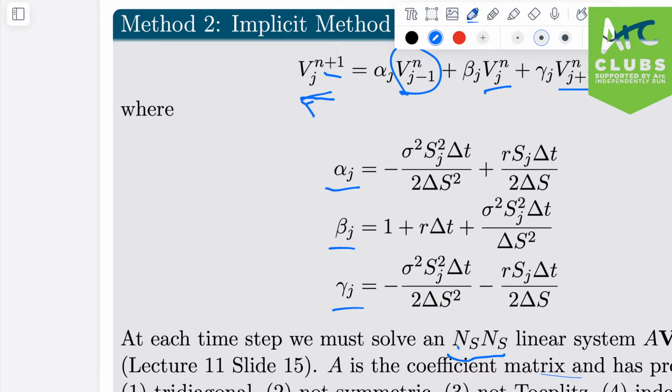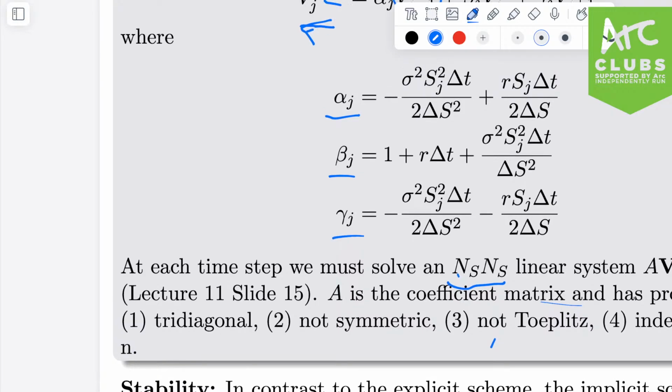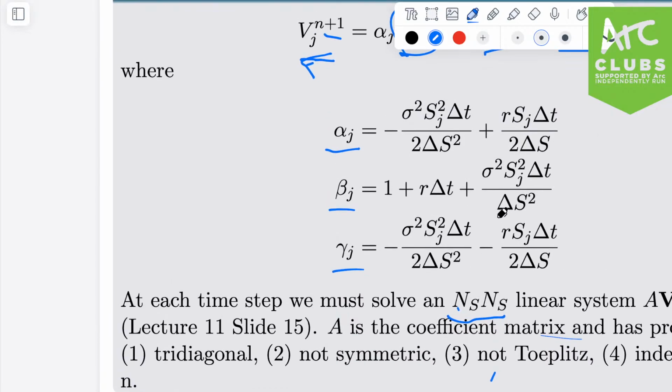I also recommend you have a look at the script. In the lab exercise, they directly give us a script for the implicit and explicit methods. I do see that past final exam papers ask us to write down the algorithm, so I highly recommend looking at the scripts for the two methods, so you know how to write the algorithm. It's just a bunch of delta t, delta s, and delta s squared. We know how to find delta s and delta t, and then we will have alpha j, beta j, and gamma j.